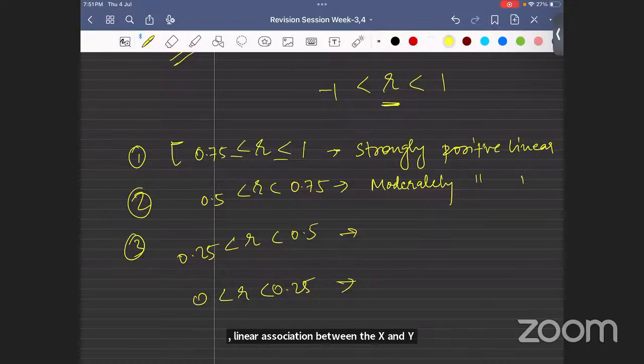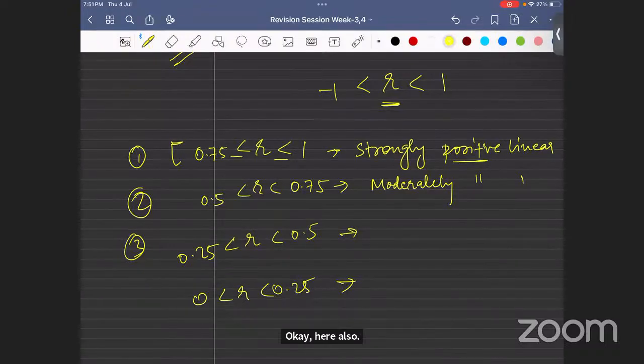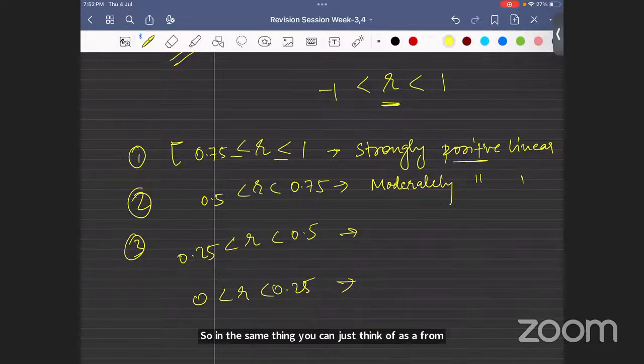And you can think of this for the negative also. From minus 0.75 to minus 1, the relationship is strong, but negatively linear: if the value of one is increasing, the value of the other is decreasing. Here also there is a strong linear relationship between x and y, but in a negative way. Similarly, from minus 0.5 to minus 0.75, it is moderately negatively linearly related between x and y.